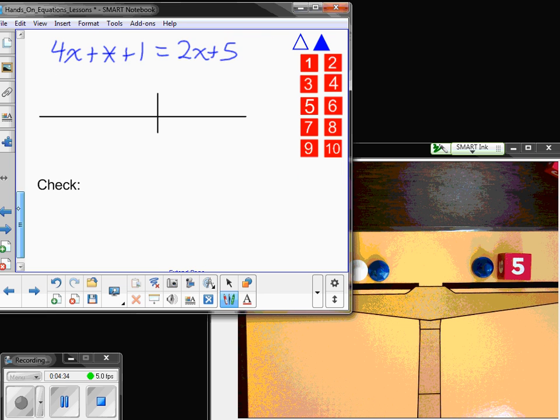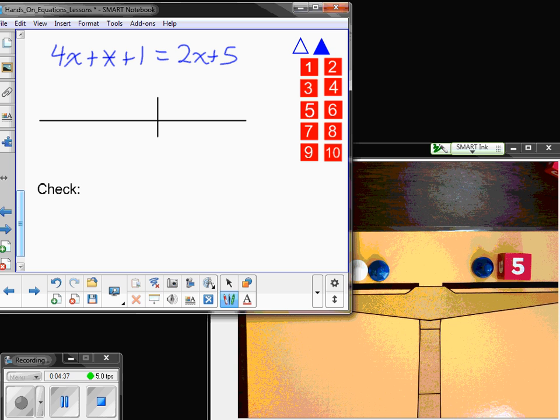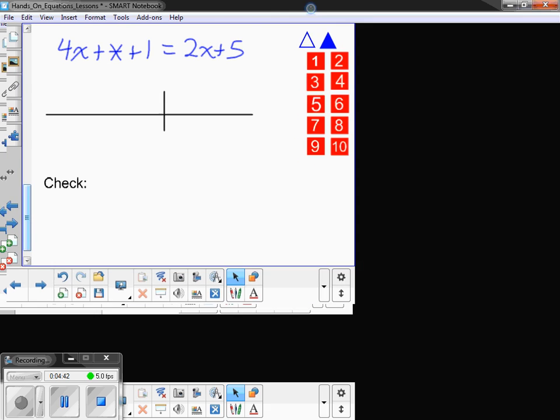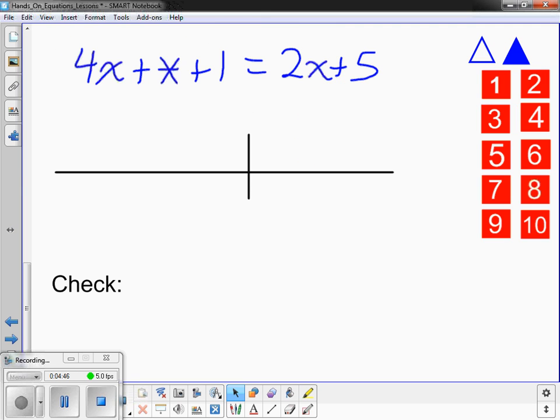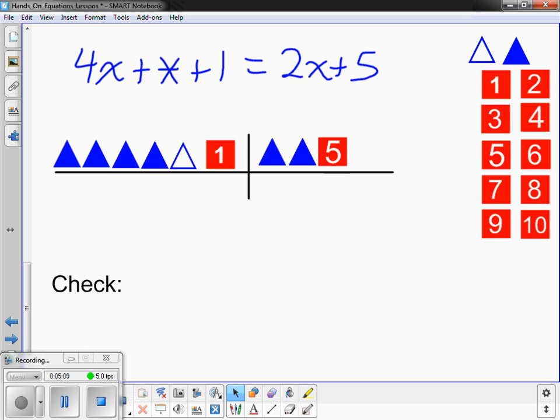Let's try 4x plus star plus 1 equals 2x plus 5. I'm just going to do that here on the whiteboard instead of going over to the hands-on, but I'm doing it the same way. I'm bringing in my 4 x's, and I'm bringing in my star, and I'm bringing in my 1. So I've got it set up just like it said in that equation. And now I've got 2x and a 5. Okay, so there I have it set up. Now I could do that on the hands-on thing as well. It's set up just like this.